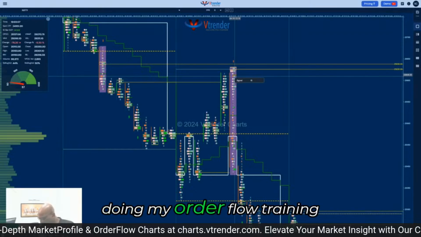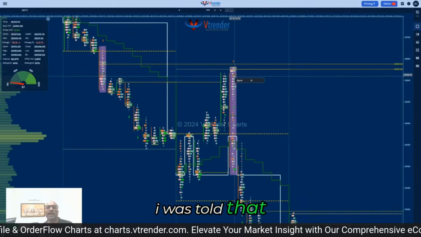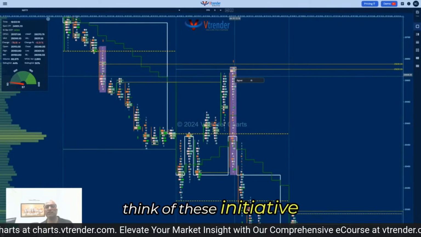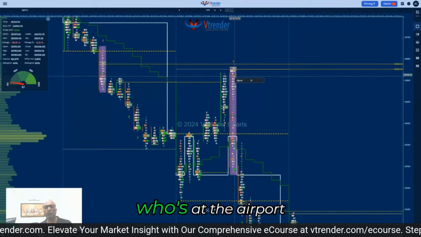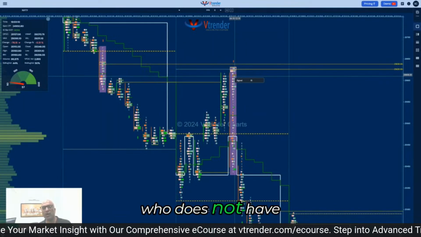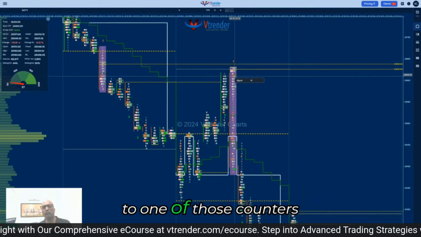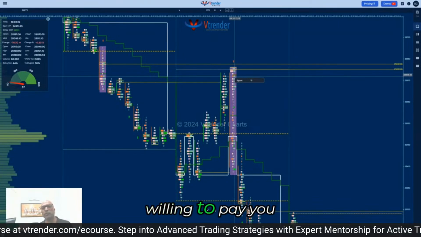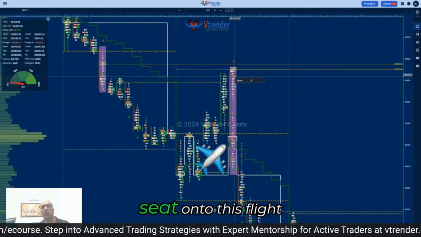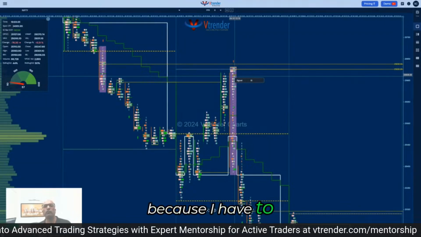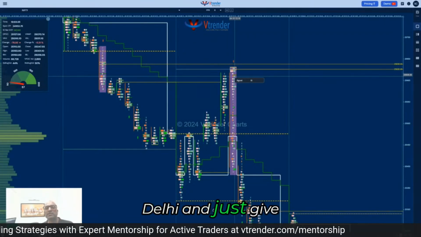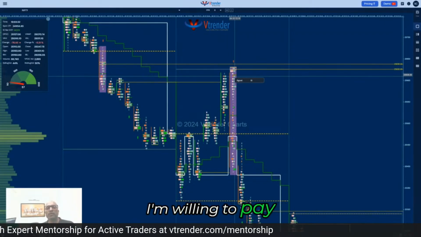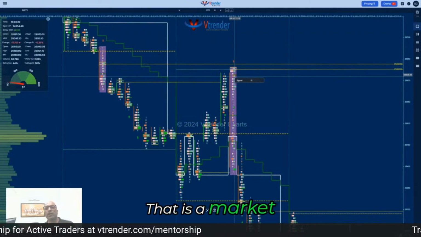When I was doing my order flow training, I was told to think of these initiative candles as somebody at the airport, who does not have a ticket, but goes to one of those counters, like your Indigo counter or a Vistara counter, and tells them, I'm willing to pay you the price, just get me a seat onto this flight because I have to go from Pune to Delhi, and just give me a place anywhere, I'm willing to pay whatever price it is. That is a market order for you.